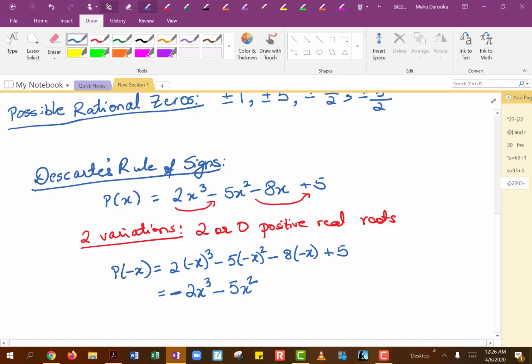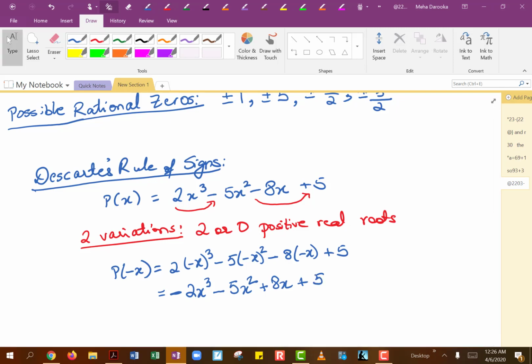For your third term, you have negative x multiplied with negative 8, right? So negative 8 times negative x, the two negatives become positive, and this ends up becoming positive 8x. And then the plus 5 will stay the same, right? Since there was no x term in there, so the 5 will stay as it is.